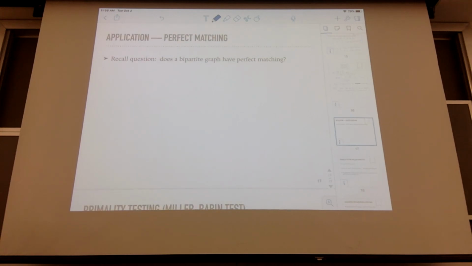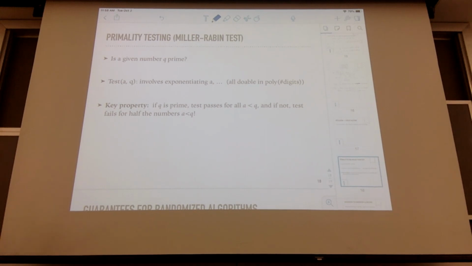Alright. So the last example I'd like to give is what is called primality testing. How many of you have heard of this problem? Many of you have heard. Good. You're given a number q and you want to test if it's prime or not.